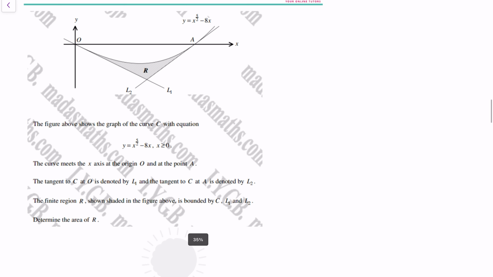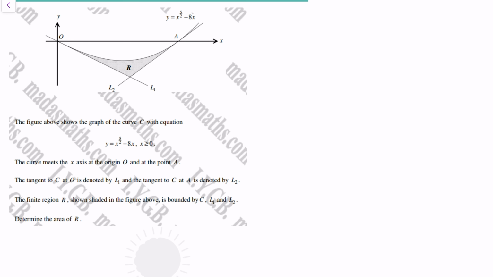Okay, the next question. The figure above shows the graph of the curve C with equation y equals x to the power of 5 over 2 minus 8x. The curve meets the x-axis at the origin and at the point A. The tangent to C at O is denoted by L1 and the tangent to C at A is denoted by L2. The finite region R shown, shaded in the figure above, is bounded by C, L1 and L2. Determine the area of R.